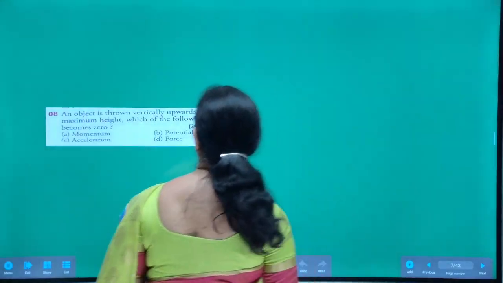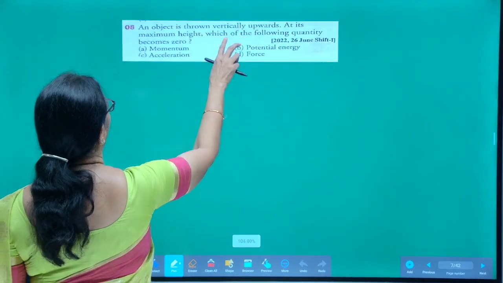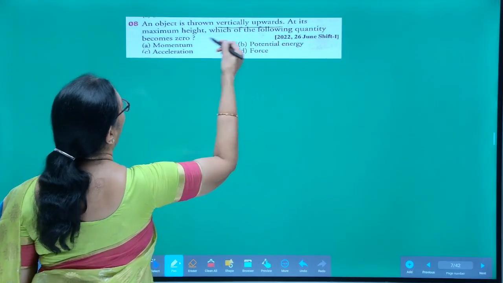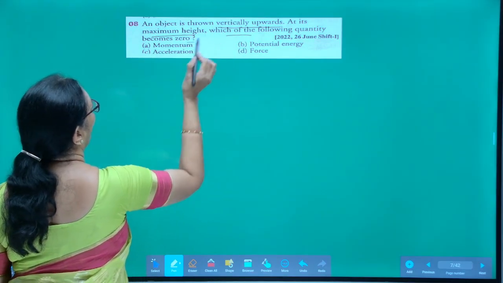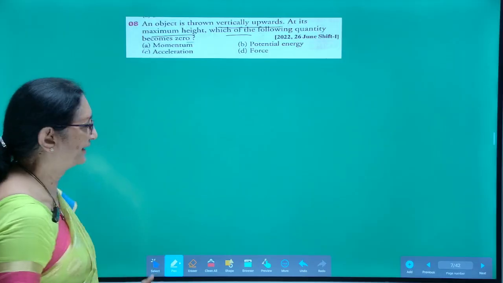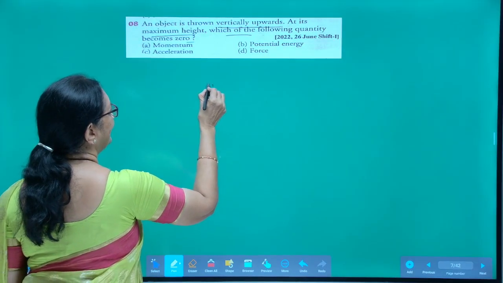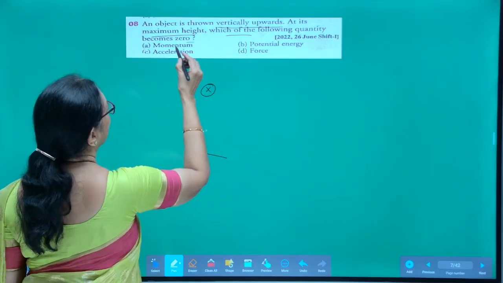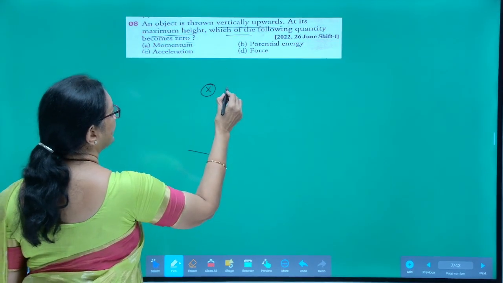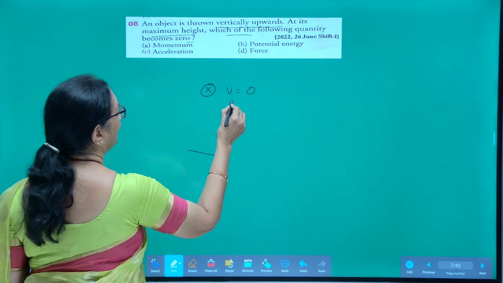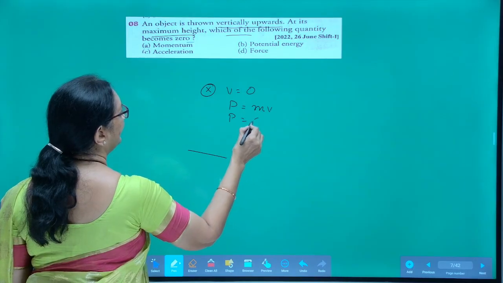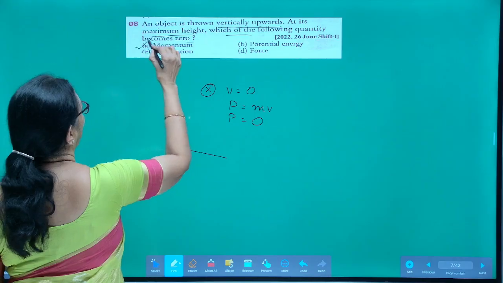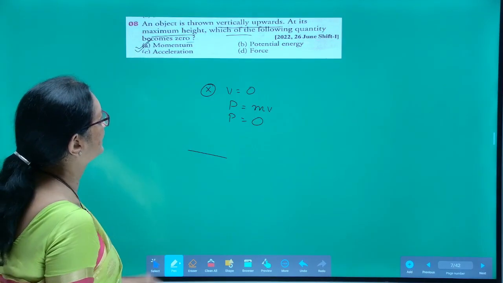Now, look into this next problem. An object is thrown vertically up. At its maximum height, which of the following becomes equal to 0? When a body is at a height h, see here, its velocity is equal to 0, hence momentum, as momentum is mv, will be equal to 0. So, at the highest point, momentum becomes 0.